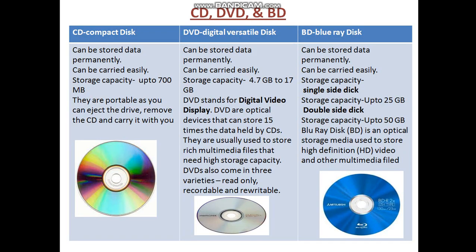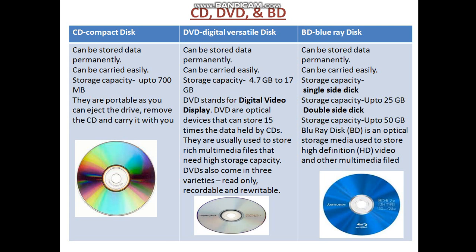Next is CD, DVD and BD. First, CD. CD indicates a compact disc. Next, DVD, digital versatile disc, and BD means Blu-ray disc. A CD can store data permanently, can be carried easily, with storage capacity up to 700 MB. They are portable as you can eject the drive, remove the CD and carry it with you. We all use the CD.